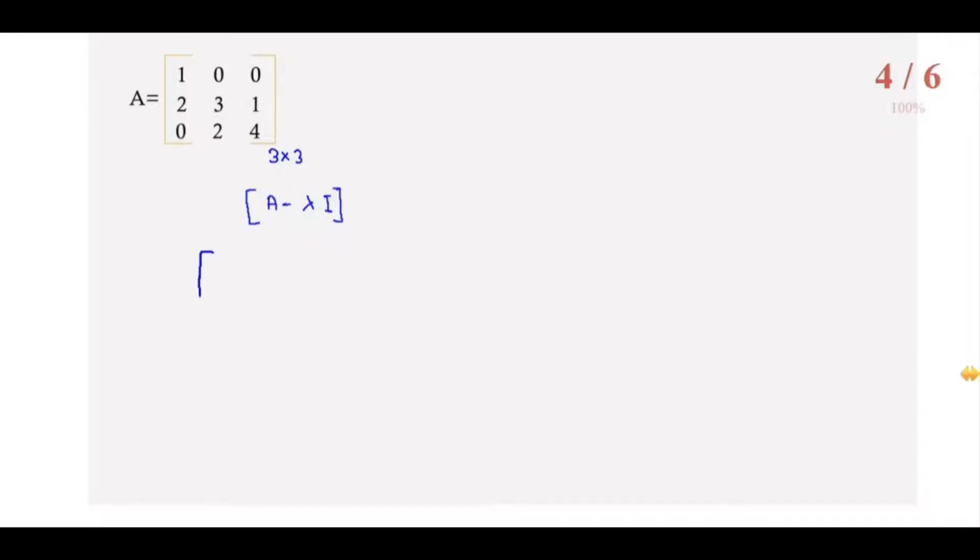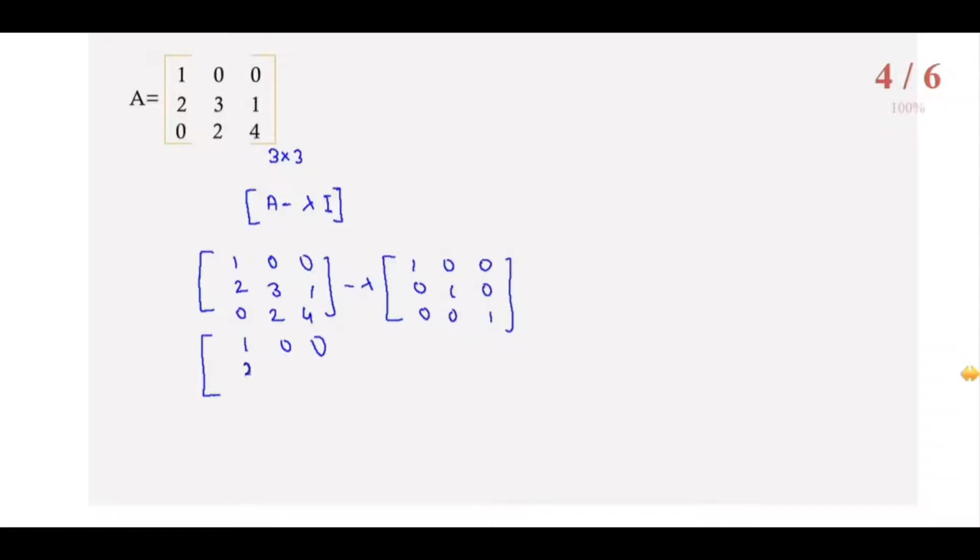So for the characteristic equation, A, which is the given matrix, is 1 0 0, 2 3 1, 0 2 4, minus lambda into the identity matrix. So we can write the identity matrix as 1 0 0, 0 1 0, 0 0 1. Lambda we multiply with this identity matrix, so we get lambda 0 0, 0 lambda 0, 0 0 lambda.